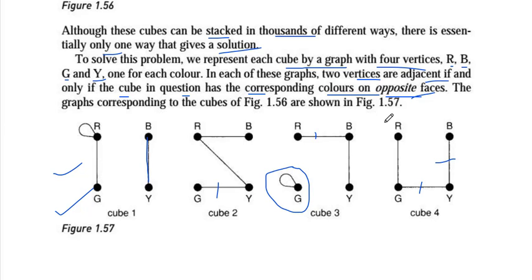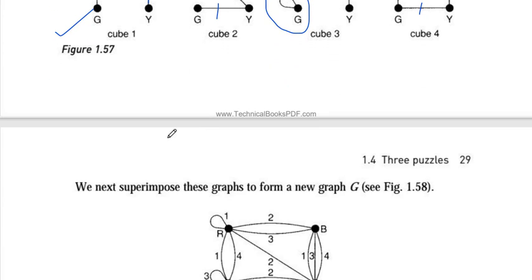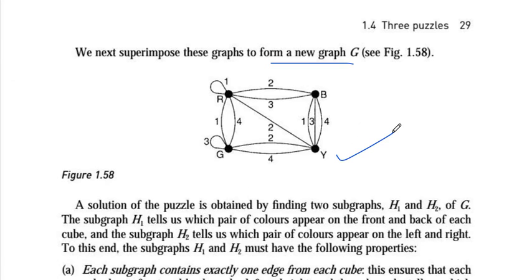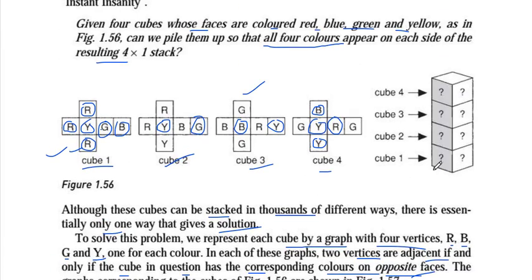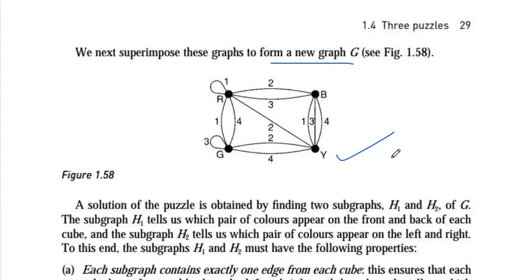Okay, now we will compile all these four graphs into one graph. We superimpose these graphs to form a new graph G. Okay, so we have made a new graph. Now we have to pile them up, cube 1, 2, 3, 4. So we have to choose subgraphs from this main graph.